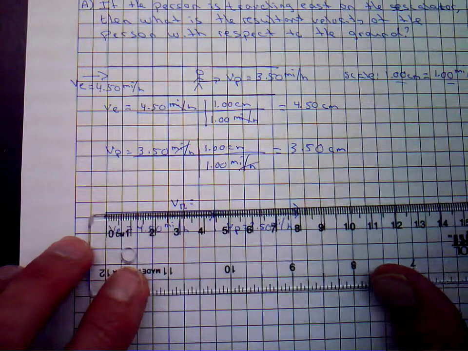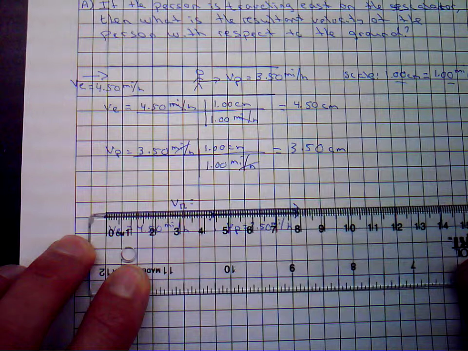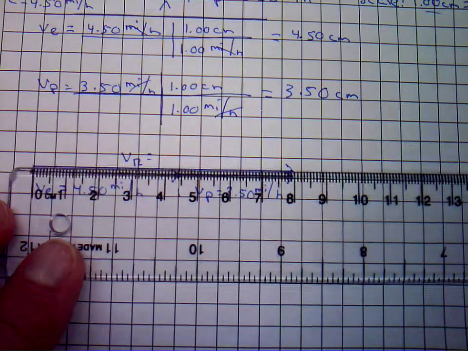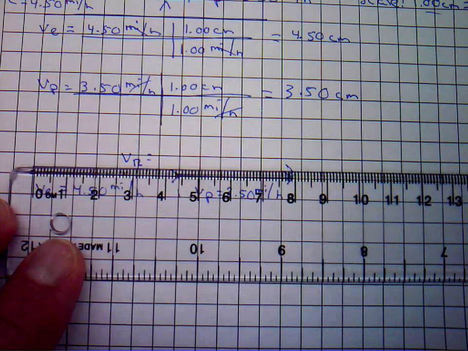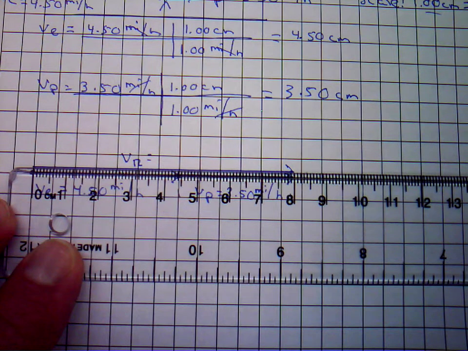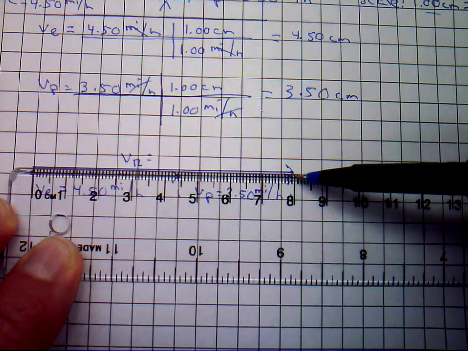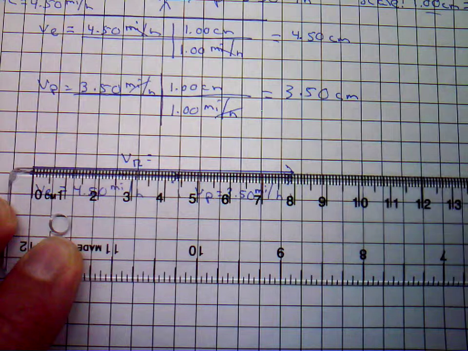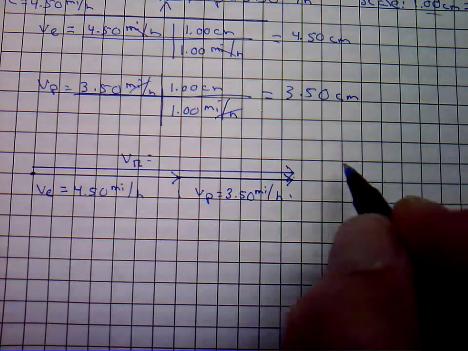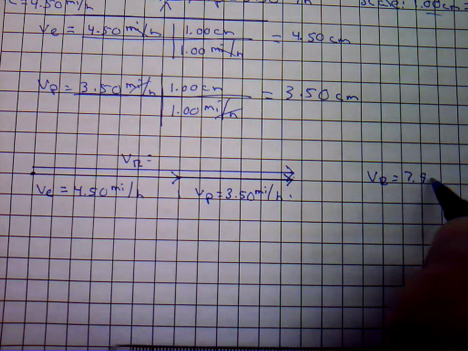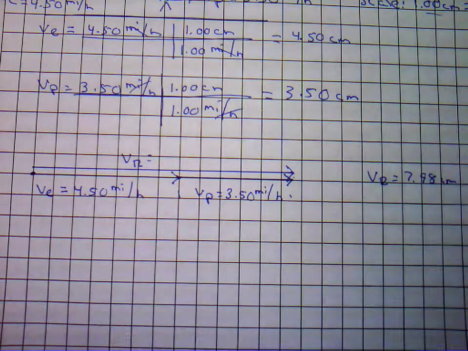I then measure the length of that vector. And if I get down close enough, you can see that a little better. With this metric ruler, we can go 2 places past the decimal. If you notice, this tip is right at the 8 mark. Actually just a little bit in front of it, so I'm going to call that 7.98. So this resultant velocity vector is 7.98 centimeters in length.